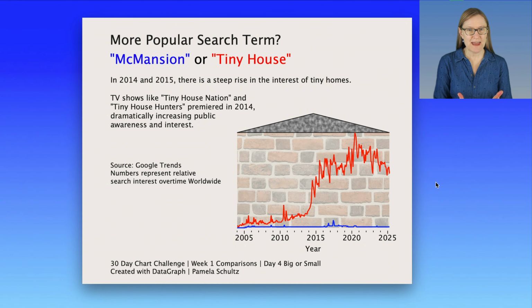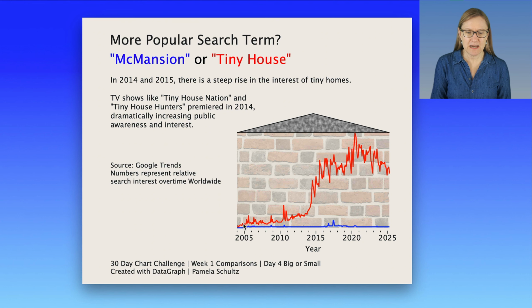Day 4, category, big or small. Here, I decided to go for some Google Trends data. This can often be a great source of data when you're looking for something to plot, to compare different search terms and their popularity. And this turned out to be kind of a fun one to do, thinking about a tiny home. The term tiny house has become something that I think is part of our common vernacular. Many of us have heard of this phenomenon before.